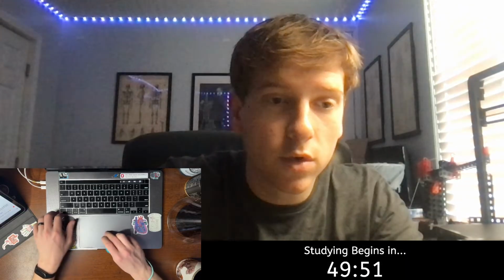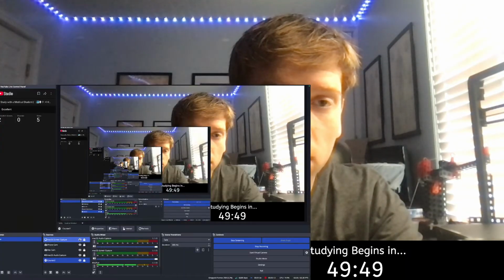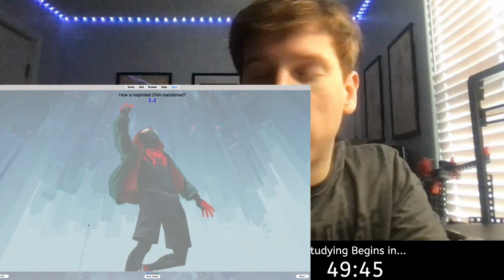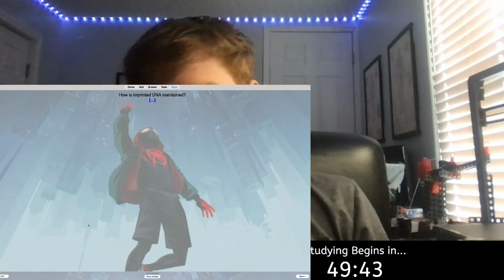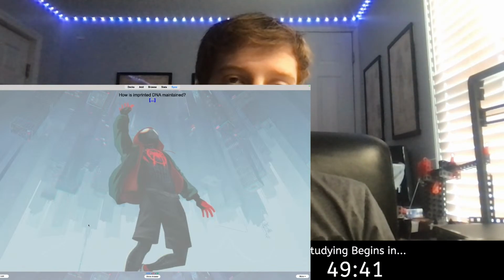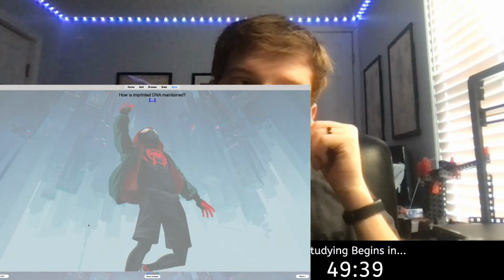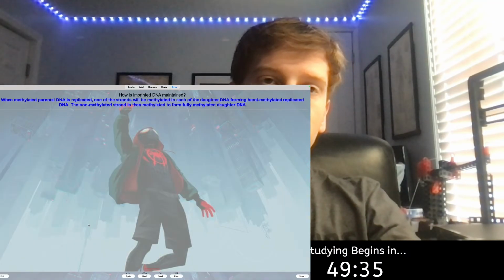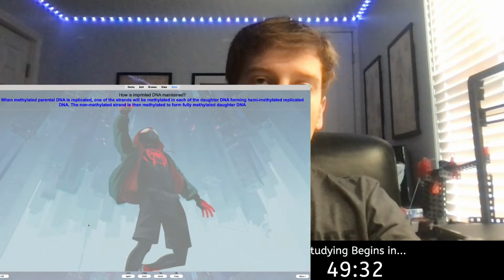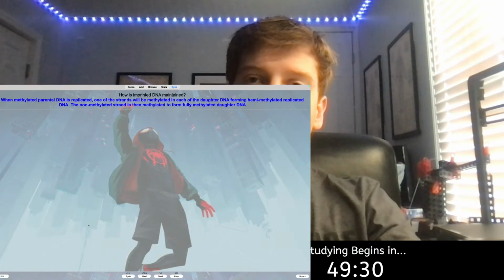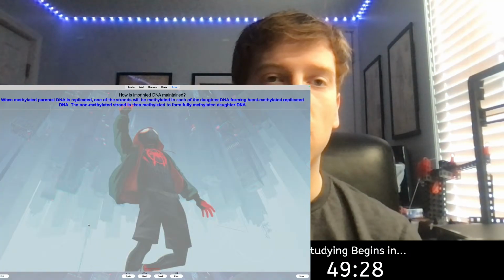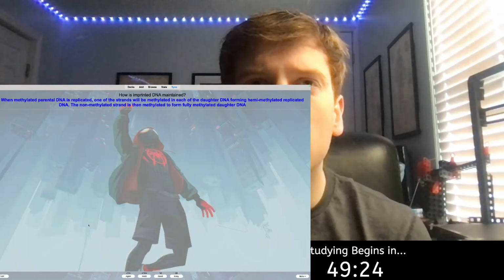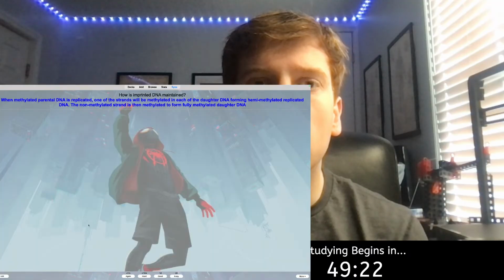Okay, so I'm going to share my screen of this. How is imprinted DNA maintained? Well, when DNA replicates, one side is methylated, the other one's not, so then they methylate the other side. That's pretty simple. Methylated parental DNA is replicated. One strand is methylated, the other daughter DNA forming methylated replicate DNA. Non-methylated strands methylated fully formed. Yes, got it right. So for this one, I'm going to put 3, which is good.